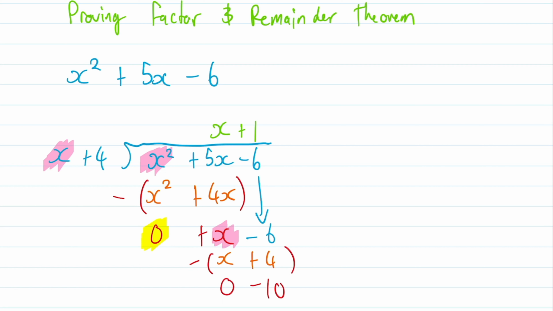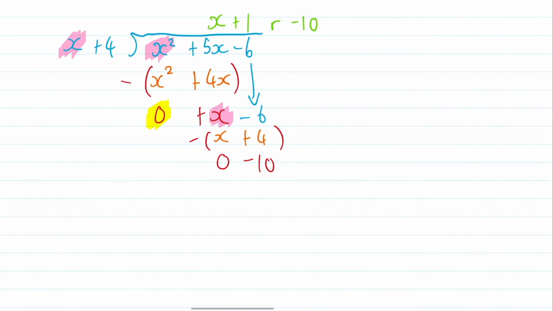So let's just write that at the top. My remainder is going to be negative 10. If I come down here, I can write my polynomial as x squared plus 5x minus 6 is equal to x plus 4, x plus 1, let me fix that 4, minus 10, because my remainder here is negative 10. Now, I can test this. If I expand everything out, I actually will get back to my original. So these two expressions are equal to each other.